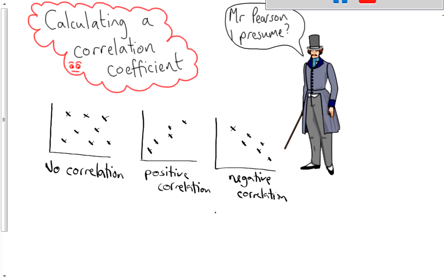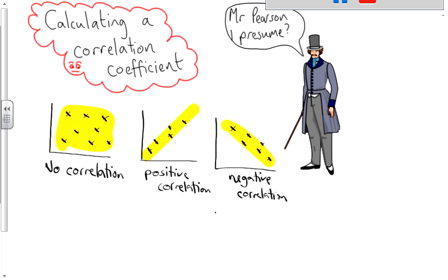This video is going to explain how to calculate a correlation coefficient. Now, you've been taught about scatter diagrams at some point in the past, and hopefully you'll know that some scatter diagrams have no correlation. There's no pattern in the dots. Some have positive correlation, and that's got a positive gradient, thinking back to your straight line graphs, and some have a negative gradient, and that's negative correlation.